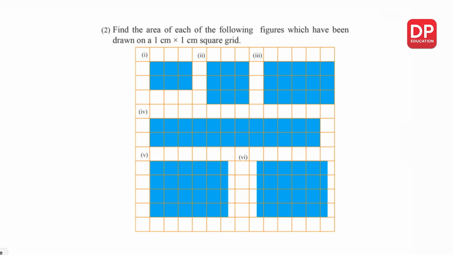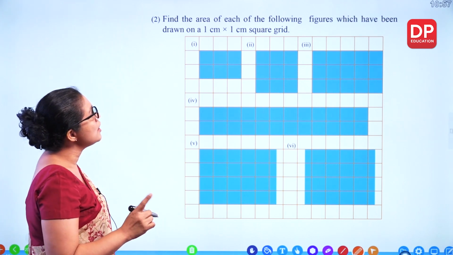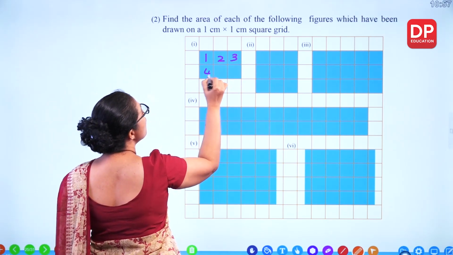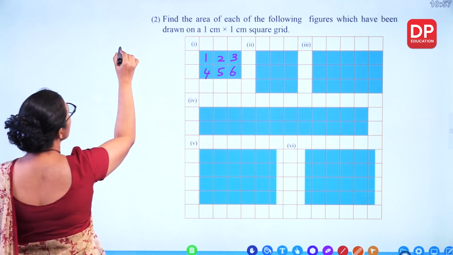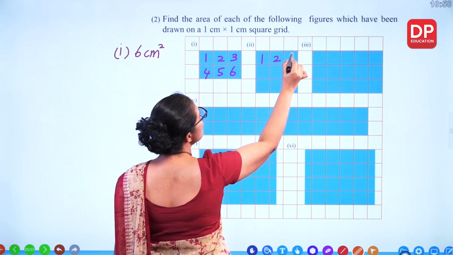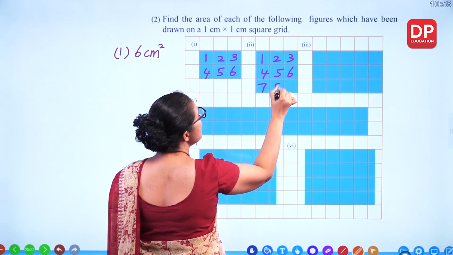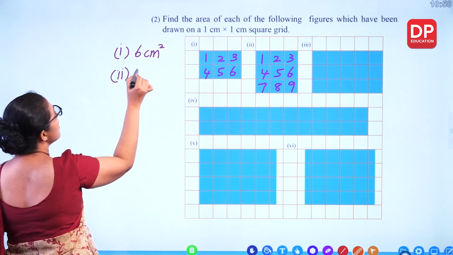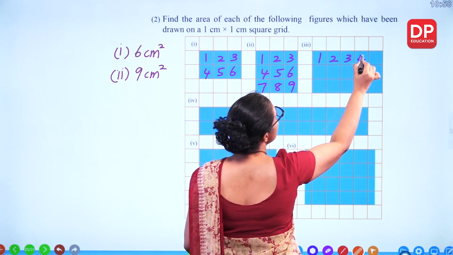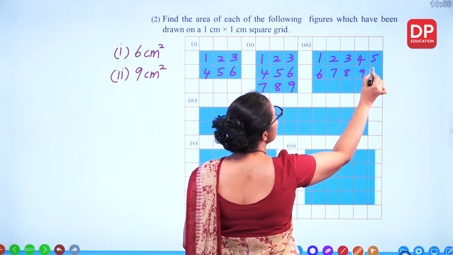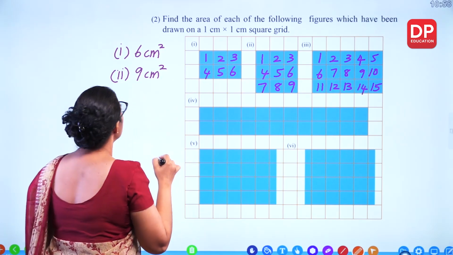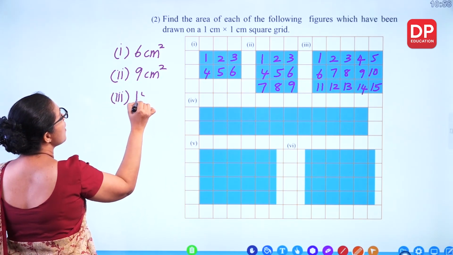Find the area of each of the following figures which have been drawn on a 1 centimeter by 1 centimeter square grid. Just count how many squares are there. 1, 2, 3, 4, 5, 6. 6 square centimeters. Second one. 1, 2, 3, 4, 5, 6, 7, 8, 9. 9 square centimeters. Third one. 1 to 15. 15 square centimeters.